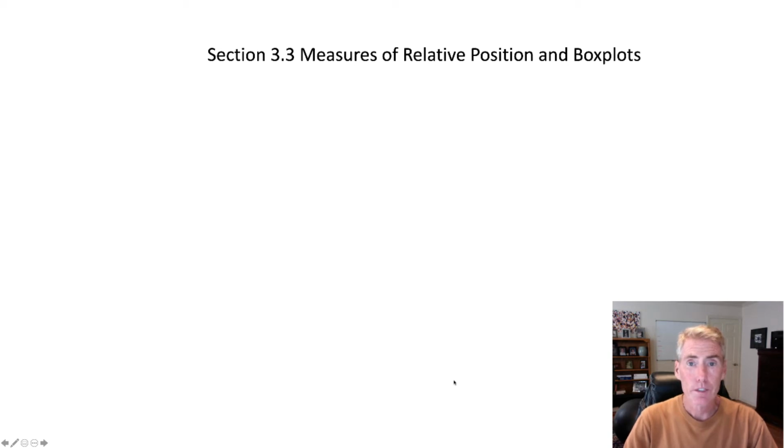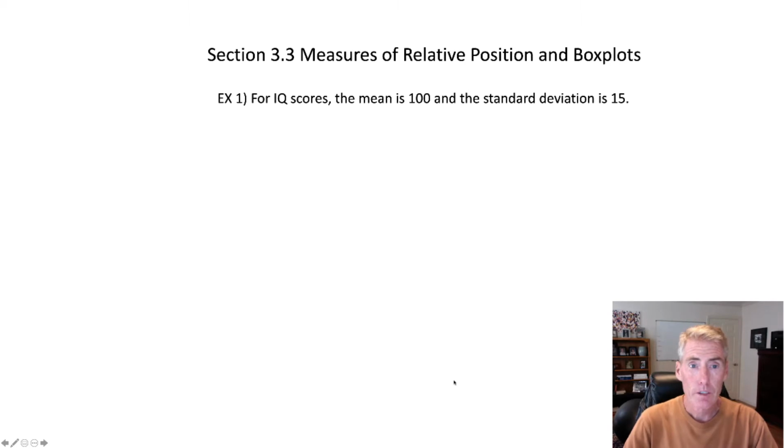Well, I'm ready for section 3.3, measures of relative position, and then box plots. By way of an example, for IQ scores, the average is 100 and the standard deviation is 15. That's how they make up the test, so that the average is always 100, standard deviation is 15. Find the two scores between which 95% of all IQ scores lie. This is basically what we did in the last section.